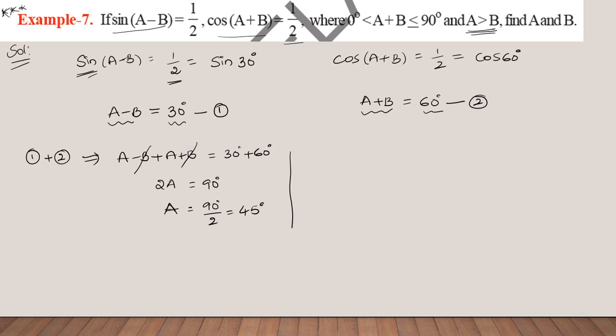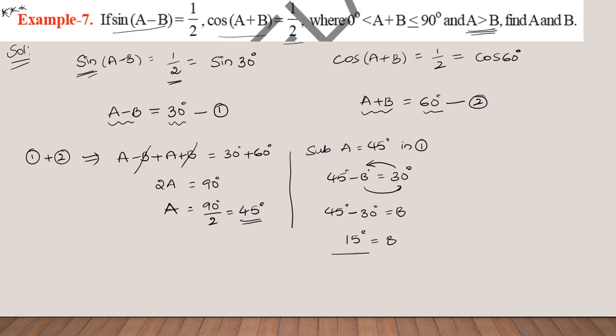Now moving on to find the value of B. Substituting this A value in equation number 1, so substituting A is equal to 45 degrees in equation number 1, I get 45 degrees minus B is equal to 30 degrees. I can transpose minus B to the right hand side and 30 degrees to the left hand side. So 45 degrees minus 30 degrees is equal to plus B. So 45 minus 30 is 15 degrees, which is equal to B. So the value of B is 15 degrees and the value of A is 45 degrees.